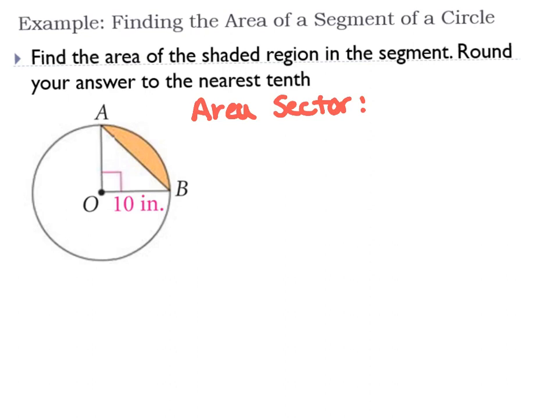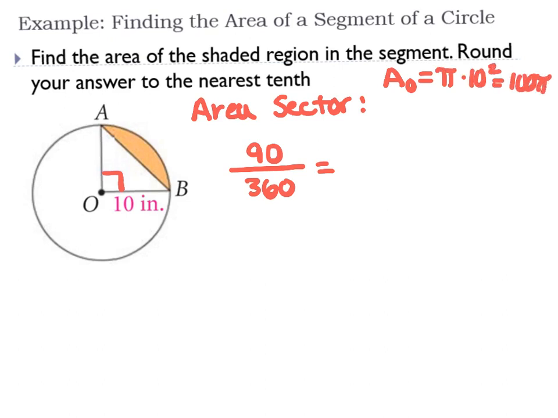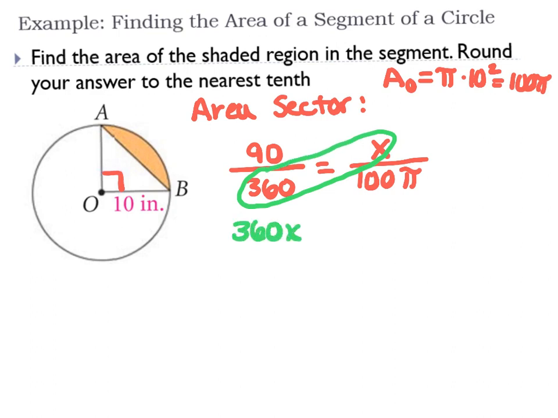So using what's given in our formula, my angle is 90 over 360 equals the area of the circle, which is pi times 10 squared, which is 100 pi, over the area of the sector, which we don't know. So if I were to cross multiply, 360 times x, you have 360x equals 90 times 100 pi.